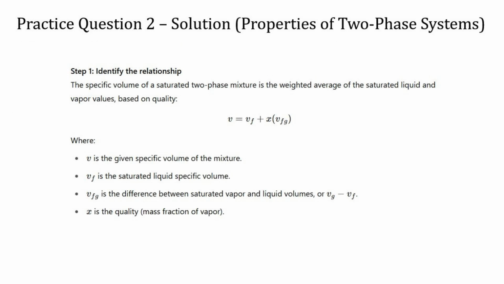We begin by recognizing that we're working with a saturated two-phase mixture of saturated liquid and vapor. The key variable we're solving for is the quality, which represents the mass fraction of the mixture that exists as vapor. Since the pressure is given and the system is saturated, we can use the specific volumes of saturated liquid and vapor to relate to the specific volume of the mixture.